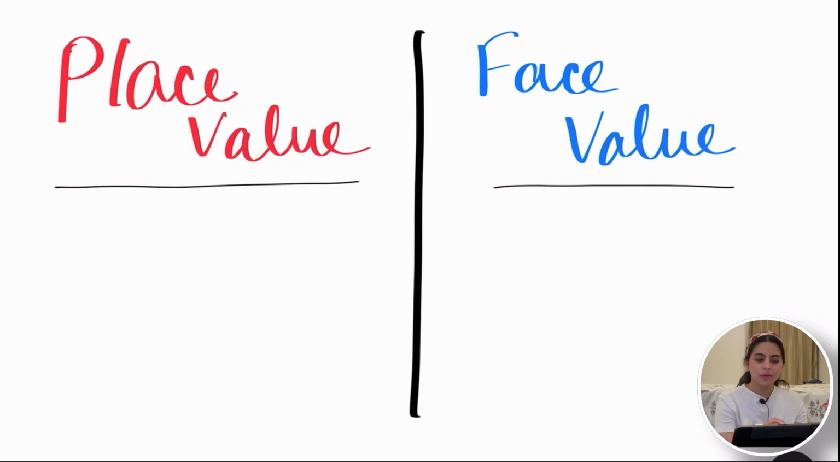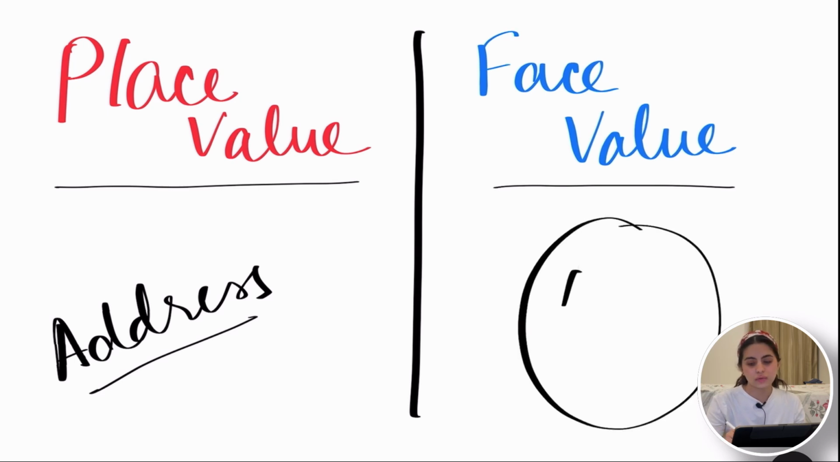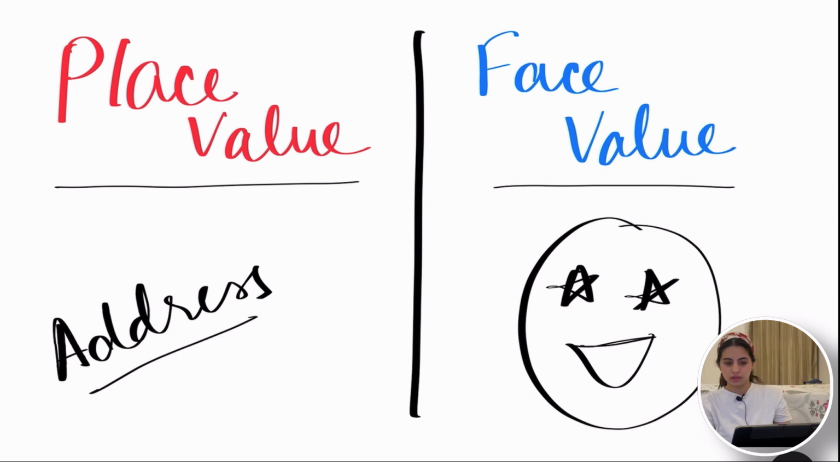Now, as the name suggests, that's how you find it out. Place value is the place of a number, what is the address of that number, and face value tells you the face, what the number looks like. So place value is essentially, like I said, the address of that number, and face value is what the number looks like. What is its face? What does it look like, right? This face looks a bit creepy, but never mind.